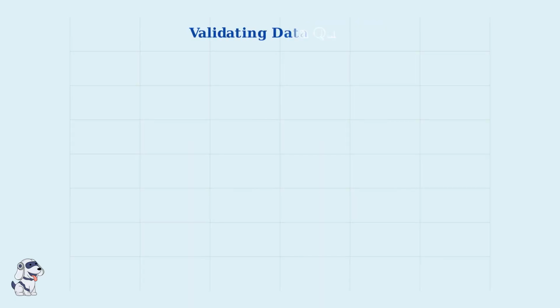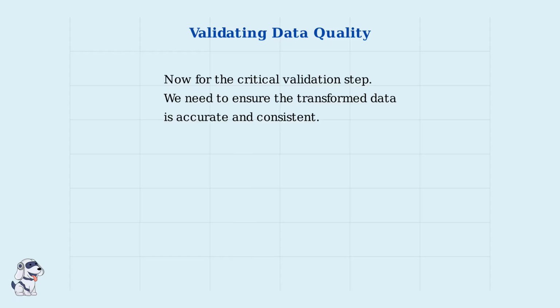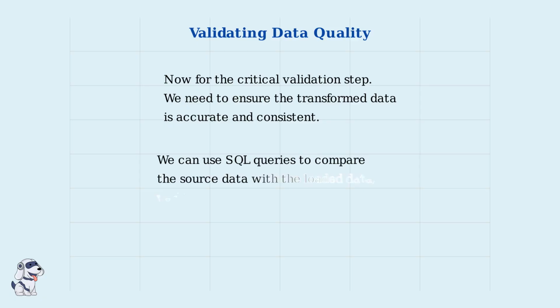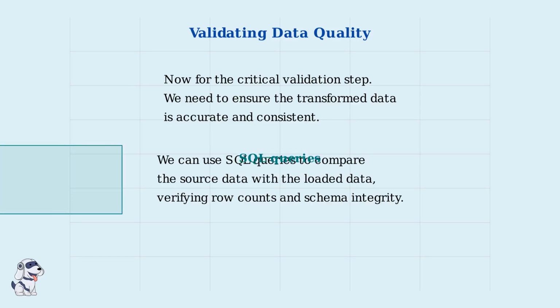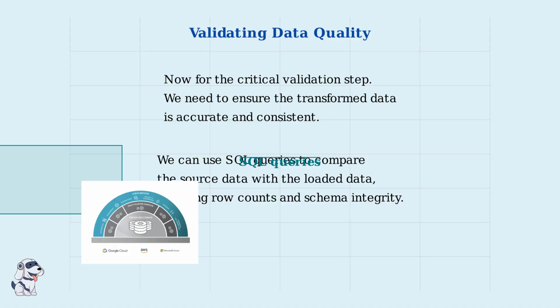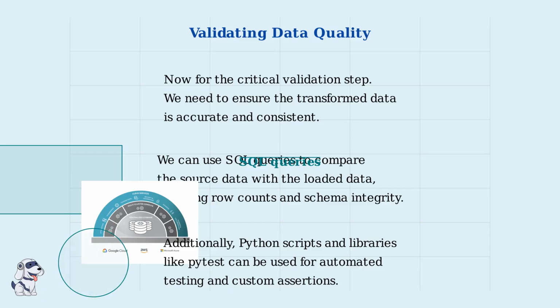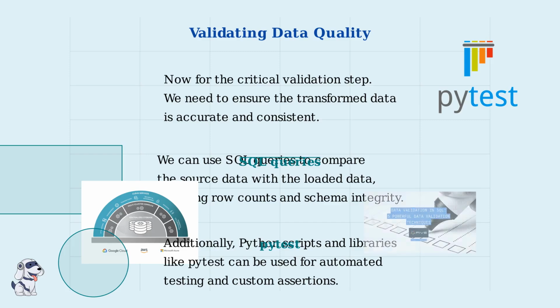Now for the critical validation step. We need to ensure the transformed data is accurate and consistent. We can use SQL queries to compare the source data with the loaded data, verifying row counts and schema integrity. Additionally, Python scripts and libraries like PyTest can be used for automated testing and custom assertions. Snowflake's data governance features aid compliance. We'll run queries to compare source versus loaded data using libraries like PyTest for automated tests.